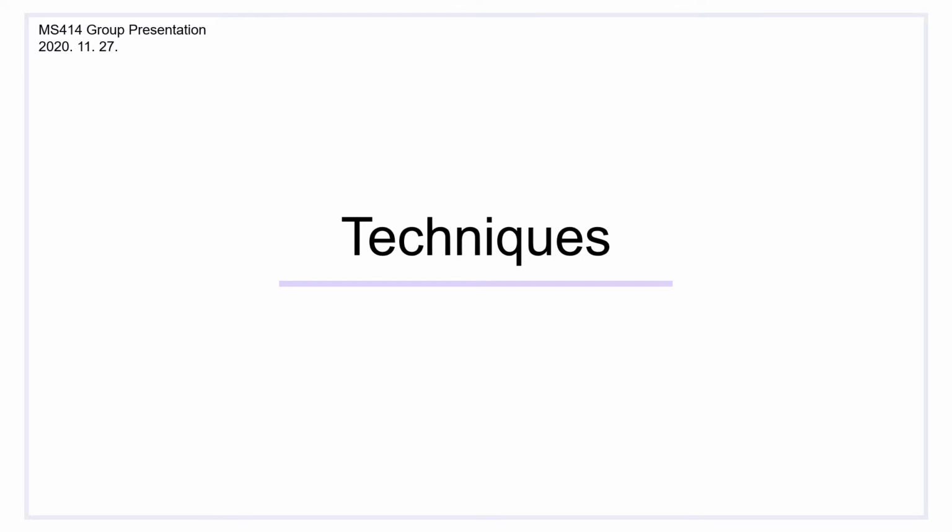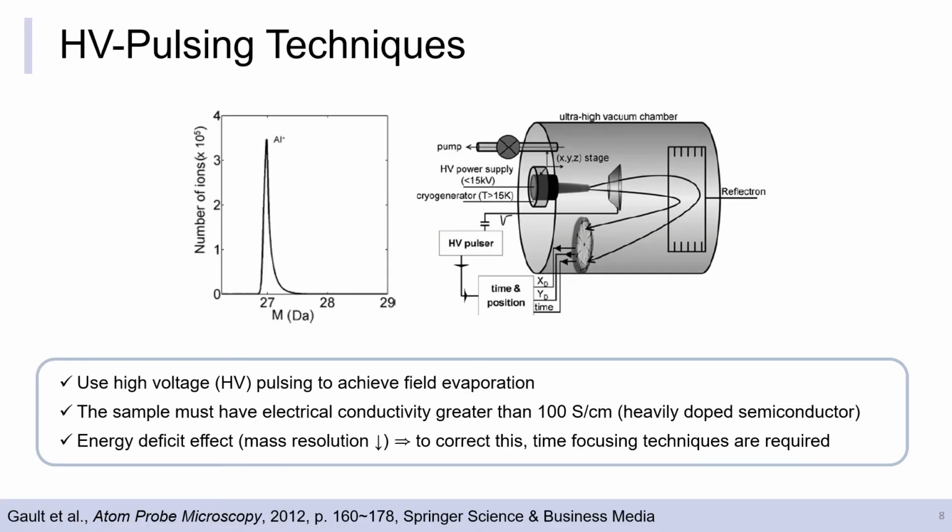Next are the techniques for APT. Field evaporation is an important part of APT. The two major techniques for field evaporation are high voltage (HV) pulsing techniques and laser pulsing techniques. The first one that we will discuss is HV pulsing techniques. When using HV pulsing to achieve field evaporation, fast HV pulses of a few nanoseconds are used.